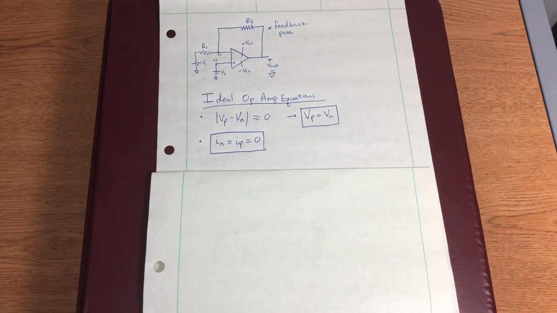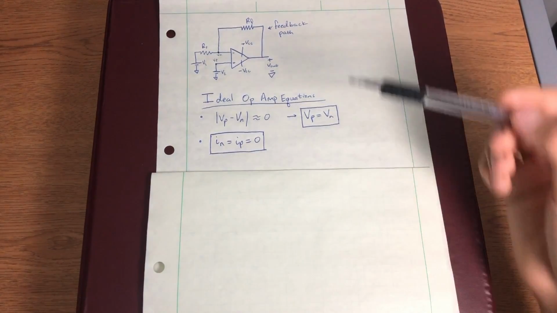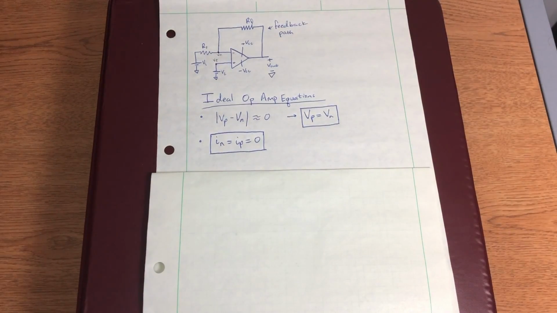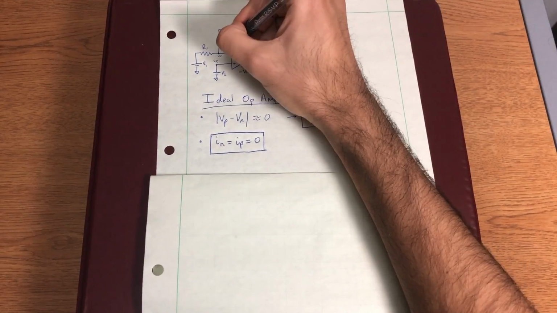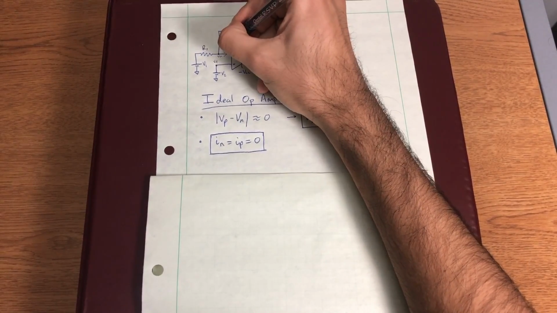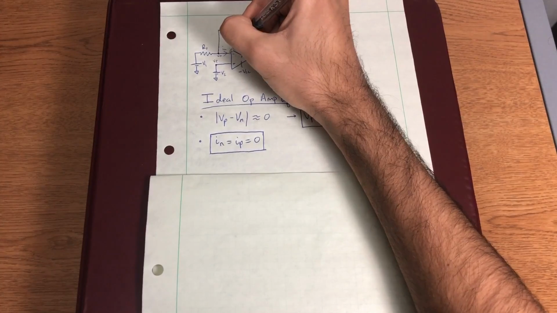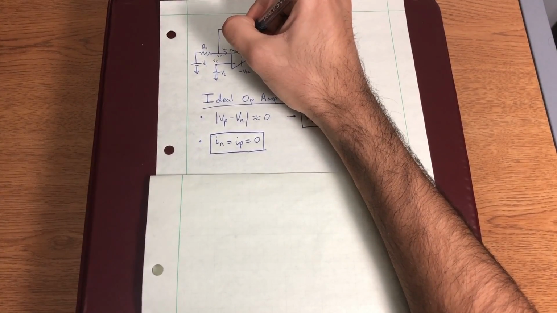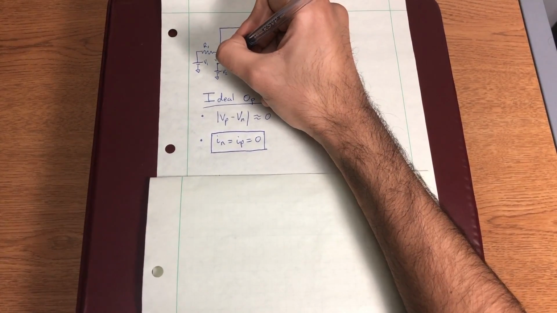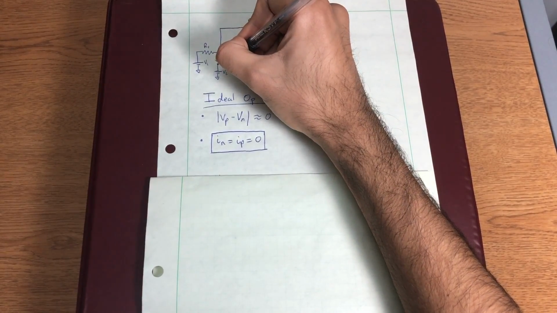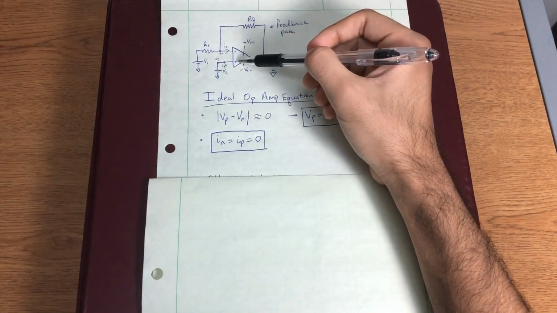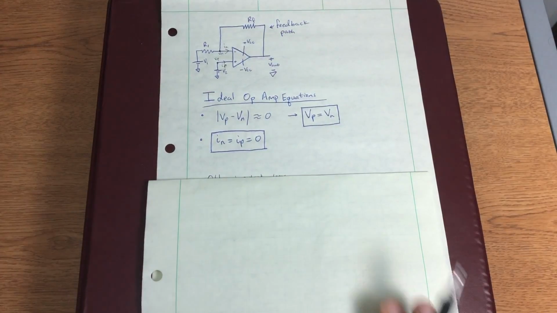The second equation tells us that the current going into each input terminal of the op-amp is always equal to 0. So let's define what these currents are. This would be our current IN, which is going into the inverting input of our op-amp. And this one right here is going to be our IP, which is going into the non-inverting input of our op-amp.